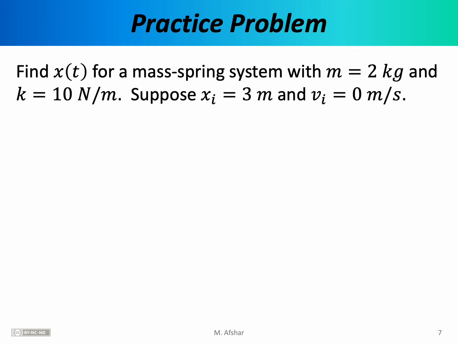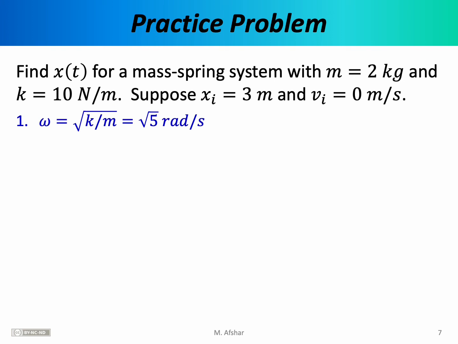Recall that we decided the solution to this problem must be something that looks like this. x of t must equal some constant A, we don't know what it is at this point, cosine of omega t plus phi, where omega is another constant and phi is another constant. This is the solution to this problem. However, we need to know what A is, we need to know what omega is, we need to know what phi is. Of these three constants, the easiest one to figure out is omega. We have a nice formula for it. We know that omega is the square root of k over m. So let's start with that.